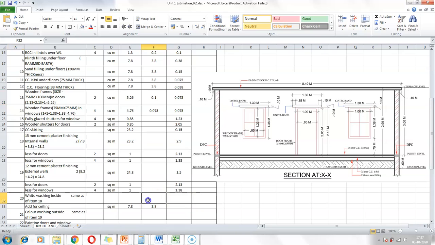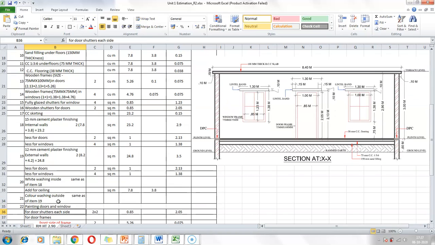Next, we're looking at whitewashing. This is the same as item number 18, which is the inner plastering. And in this, for the interior, we add for the ceiling. Basically we are looking at the inner dimensions of the room. This is the same as the ceiling dimension, which is 7.8 by 3.8. Now, color washing outside is the same as item number 19, which is the cement plastering of external walls.